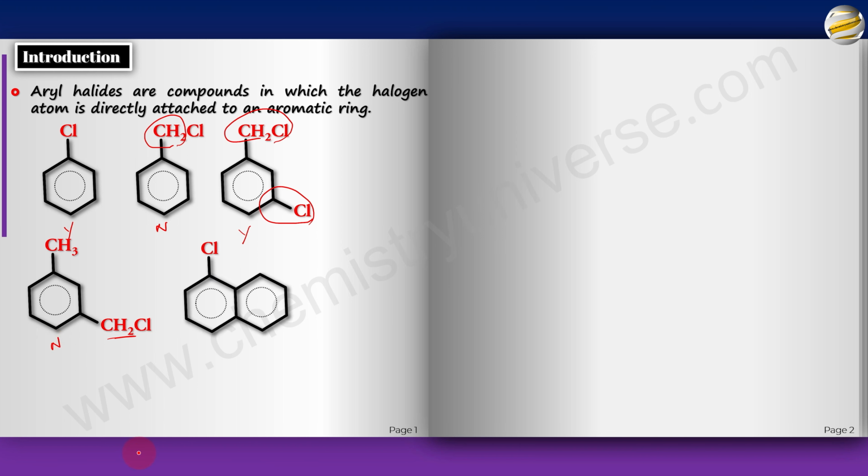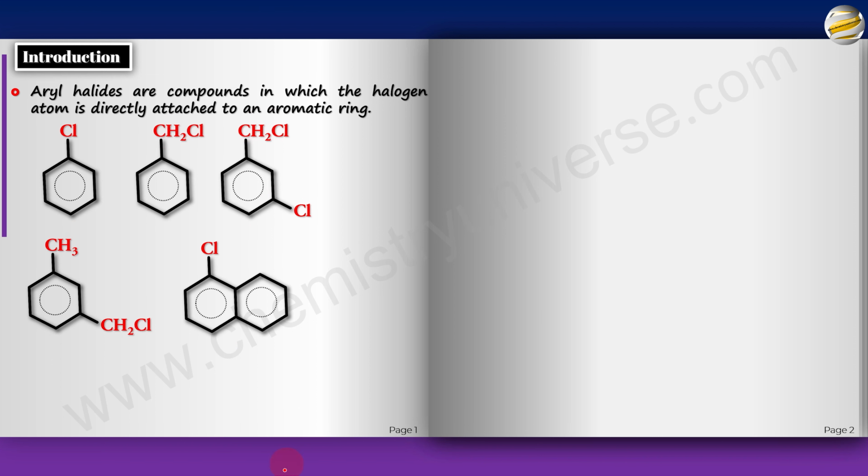What about this one? It is an aryl halide because you don't need benzene. You can even have any other aromatic ring. So here we have naphthalene. So this is the basic difference between aryl halide and alkyl halide.